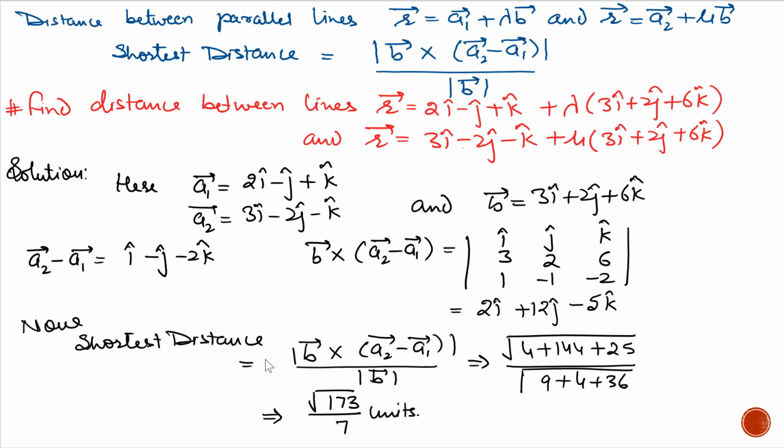Now the formula for distance is the modulus of b vector cross (a2 minus a1) divided by the modulus of b vector. The modulus of b vector cross (a2 minus a1) is the root of 4 plus 144 plus 25, divided by the modulus of b vector, which is the root of 9 plus 4 plus 36. So after simplification we will get the answer root 173 upon 7 units. This is the distance between two given parallel lines.